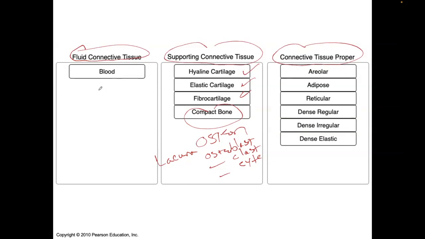When I think of fluid connective tissue, I think of blood and lymph. With blood, we have red blood cells, white blood cells, and platelets. With connective tissue proper, we have areolar, adipose, and reticular. And then we have our dense regular, dense irregular, and dense elastic. Those fall under connective tissue proper.